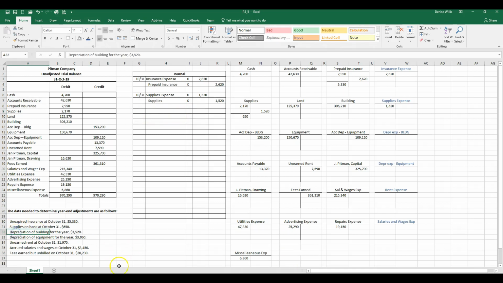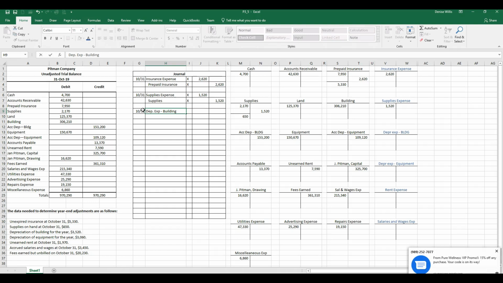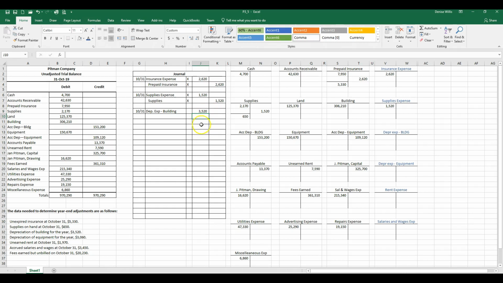Now, the third line, we're going to deal with depreciation for the year. Depreciation of the building for the year is $35.20. Let's go ahead and date this on October 31st. We have depreciation expense. I'm going to abbreviate it just a little bit because this is building. We have a separate depreciation expense account for the building from the equipment account. We are going to give it the exact amount here. It says $35.20 is the depreciation expense, so we don't have to calculate anything there. We're just going to use the $35.20.